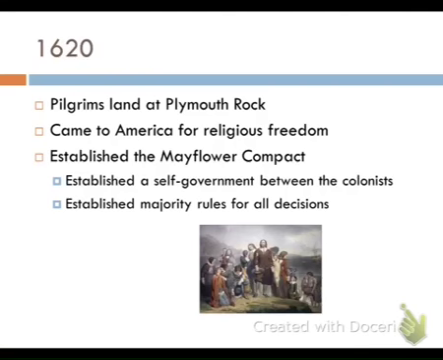1620, this is the year that the Pilgrims landed at Plymouth Rock. They came to America for religious freedom. Where they belonged in England, there was no religious freedom, and many times they were outcasts due to the fact that they were very strict in their faith.